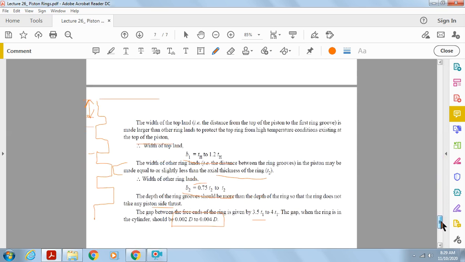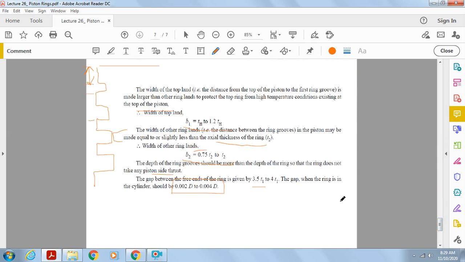Please go ahead with this study material and prepare it very well. So this is all about my today's lecture on the piston ring design, and in the next lecture I shall start with a different component of the engine. Thank you very much, everyone.